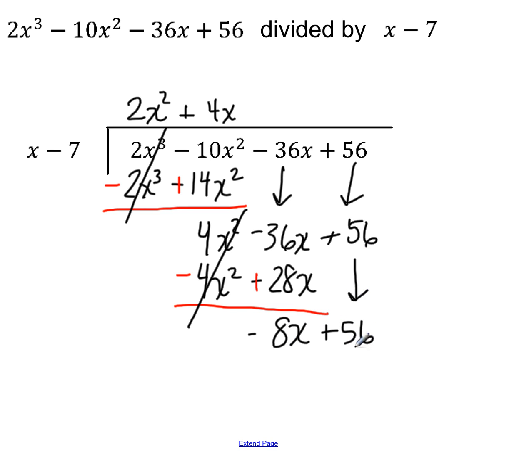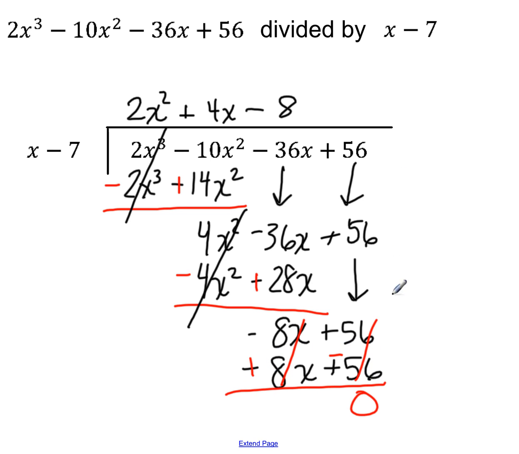56. Do it again. X goes into negative 8x how many times? Minus 8. And then I multiply. Negative 8x plus 56. Change color. Put them together. I get nothing, which ultimately is your goal. Otherwise, you're going to have a remainder.